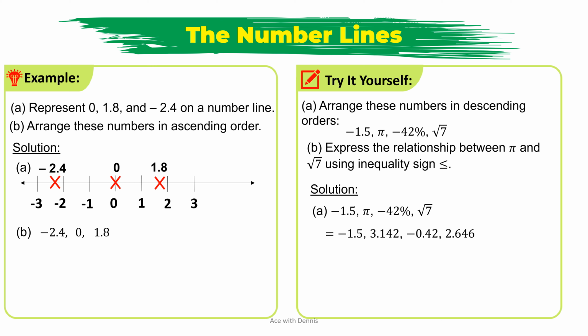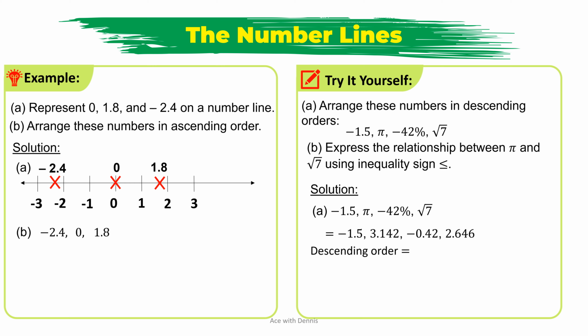So, it will look like negative 1.5. For pi, the value is 3.142. For negative 42%, the decimal number is negative 0.42. And for the square root of 7, it is 2.646. Now, we can arrange these numbers in descending order.